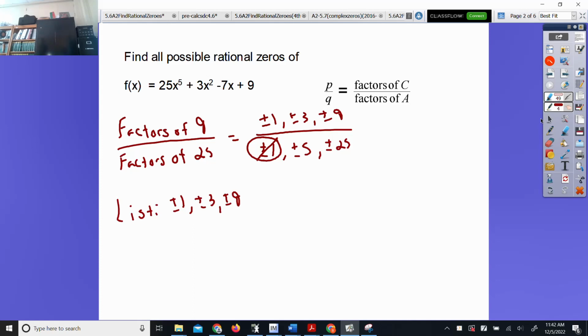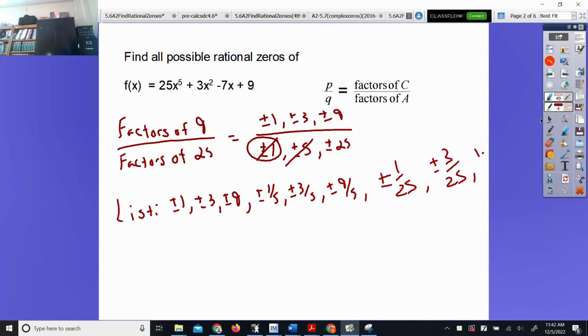5. You'll introduce your fractions here. Plus or minus a fifth, plus or minus 3/5, plus or minus 9/5. Anybody have any question where those 6 terms came from? I said 6 because of the plus or minus symbol. Everybody okay on that? What's the next thing to divide by? 25. That'll give you a 25th, 3 25ths, and 9 25ths.